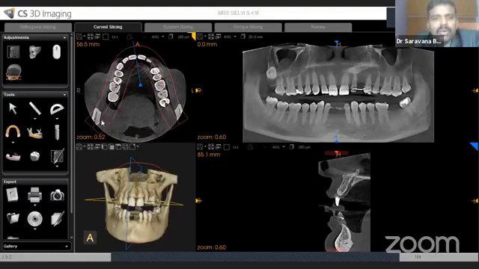We are going to draw one arch. The arch is created. This is the OPG reconstructed from CBCT data. Okay, reconstructed OPG image of CBCT data. Here, look at these blue color dots in the OPG. Can you see the blue color dots here?